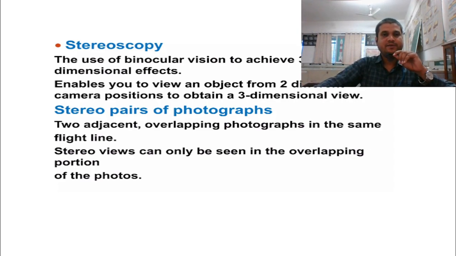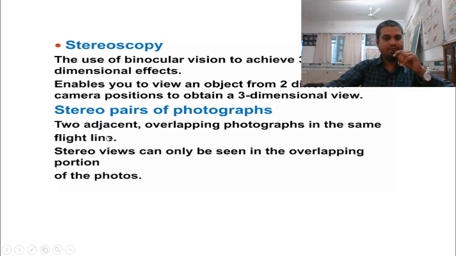First, we see the basics of stereoscopy. The use of binocular vision to achieve a three-dimensional effect. In that, we can see the three-dimensional effect of that particular image. It means aerial photographing. It enables you to view an object from two different camera positions to obtain a three-dimensional view. With the help of two camera positions, we can obtain the three-dimensional view. For that, we use the stereo pair of photographs.